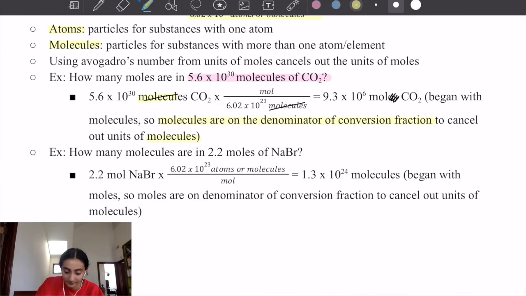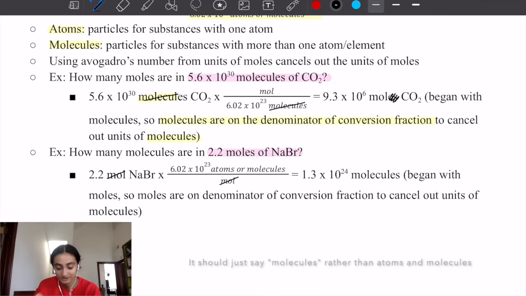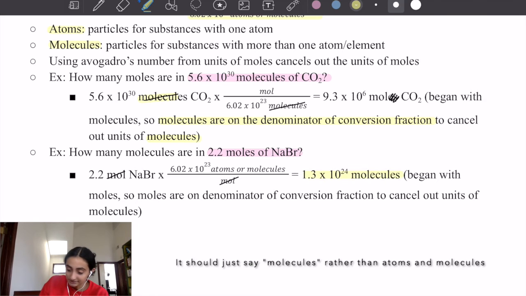Okay, so now we have the flip side. We have how many molecules are in 2.2 moles of NaBr. So we are starting with moles and we want to get rid of moles. So we are going to use the other conversion fraction because moles will then cancel out. And then you just multiply 2.2 by 6.02 times 10 to the 23rd. And this is your answer.